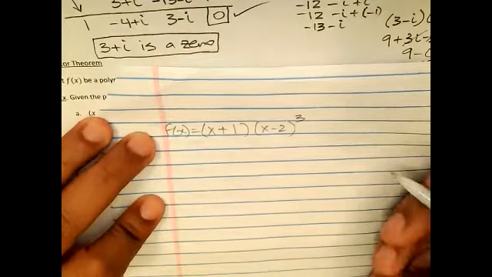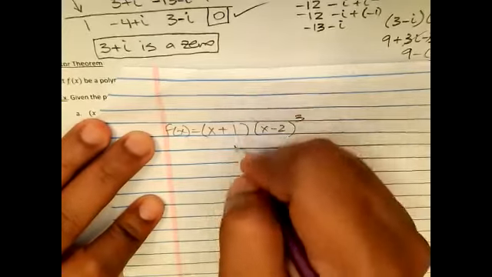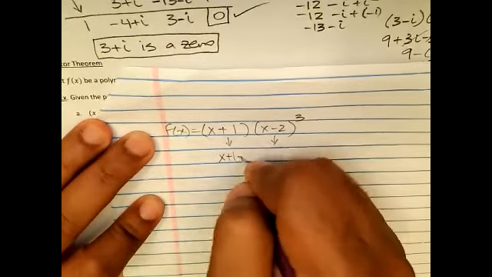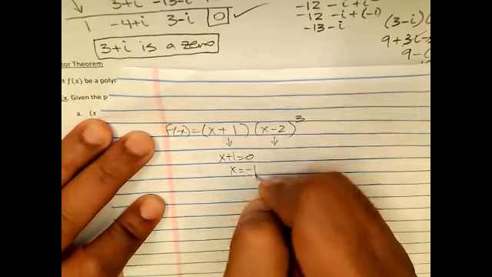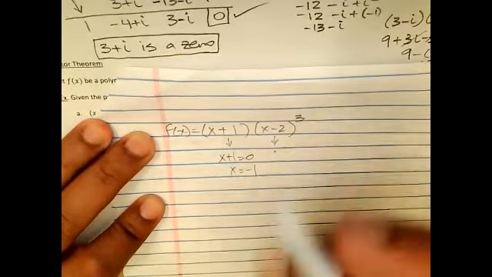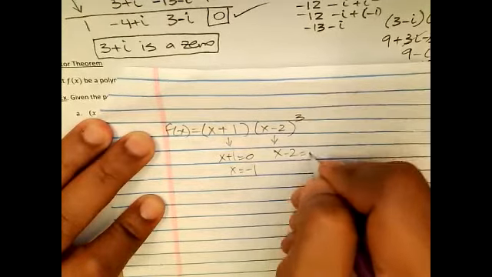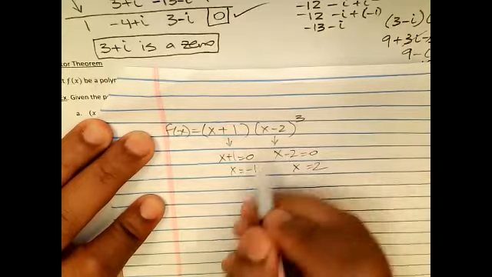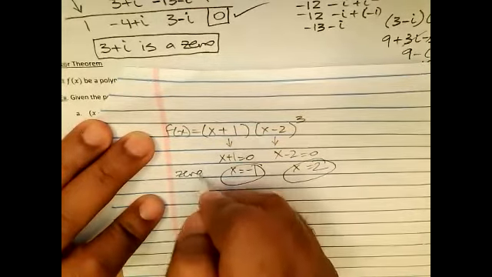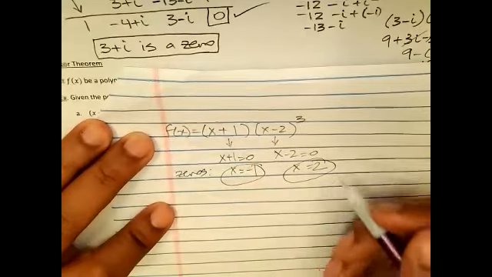What we had to do next is to find the zeros of this. We would set each of these factors equal to 0. So x plus 1 is equal to 0. And then we'll get x equals -1. Or we would set x minus 2 equal to 0. And we'll get x equals 2, right? So then we had -1 and 2. Those are what we called the zeros.